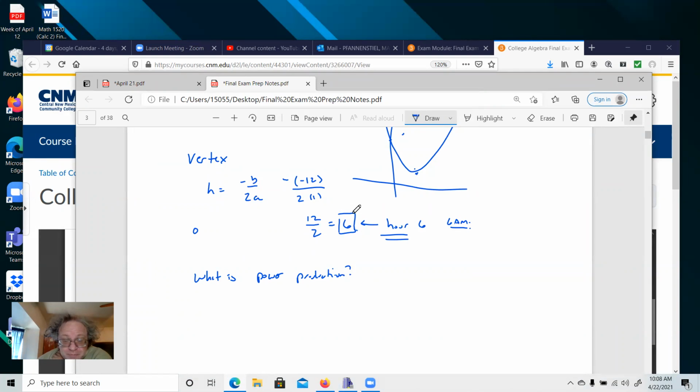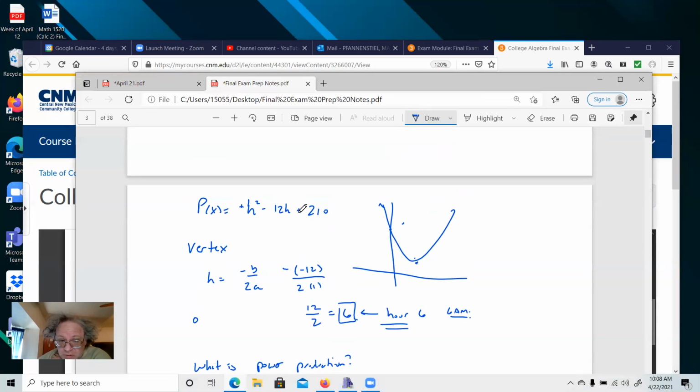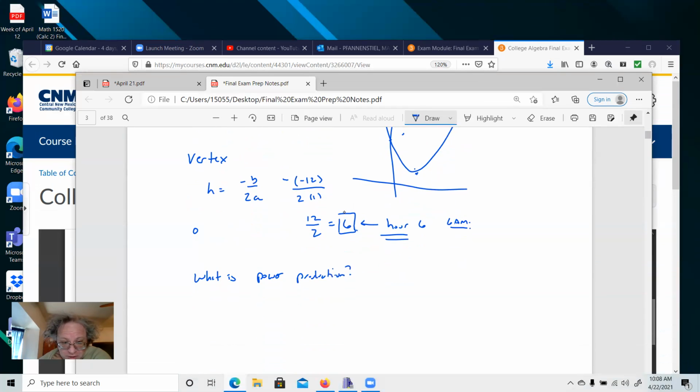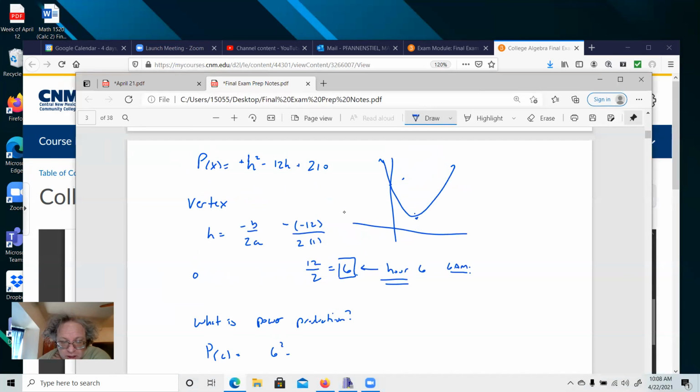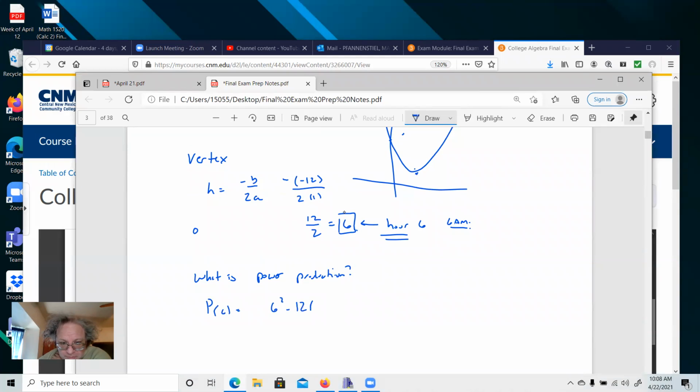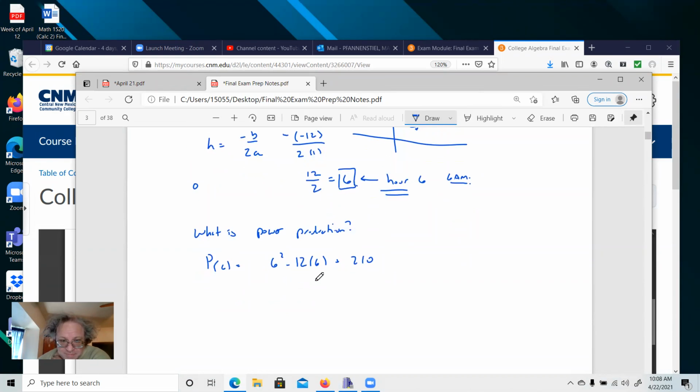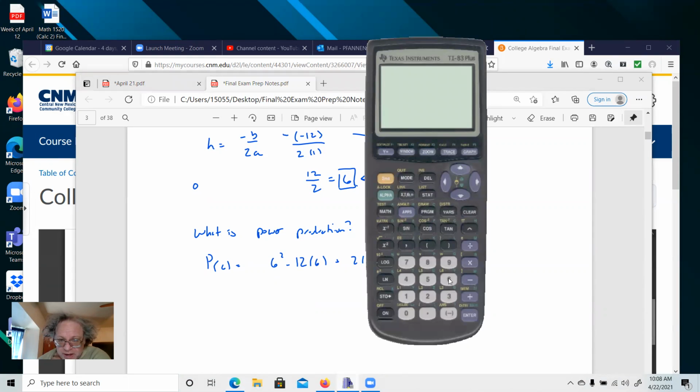What we're going to do is just plug 6 into this formula and see what we get. So p of 6 is equal to 6 squared minus 12 times 6 plus 210. So what's that going to give us? I'm going to be lazy and do this on the calculator. 6 squared minus 12 times 6 plus 210 equals 174.